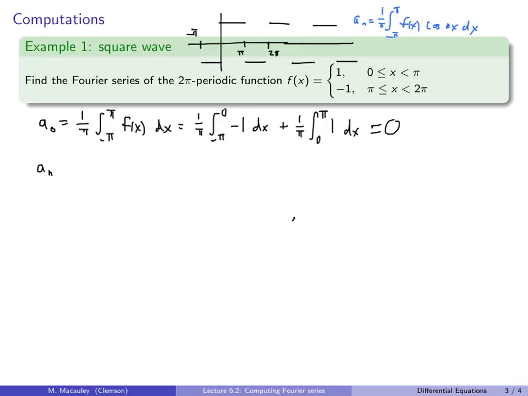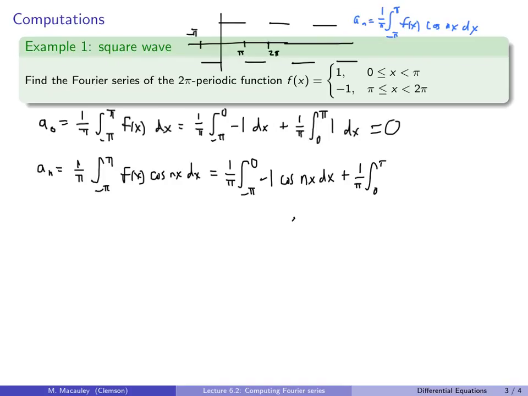Okay, so what's a_n? a_n is 1 over π times the integral from negative π to π of f(x) cosine of nx dx. So we also have to break this into two parts because we have a discontinuity. So the first part is 1 over π, negative π to 0, of negative 1 times cosine of nx dx. And then the second part is on this interval, 0 to π. That's 1 over π, integral 0 to π, times positive 1 times cosine of nx dx. Okay, so what are these integrals? It's really easy to make mistakes on signs here, so let's be careful.